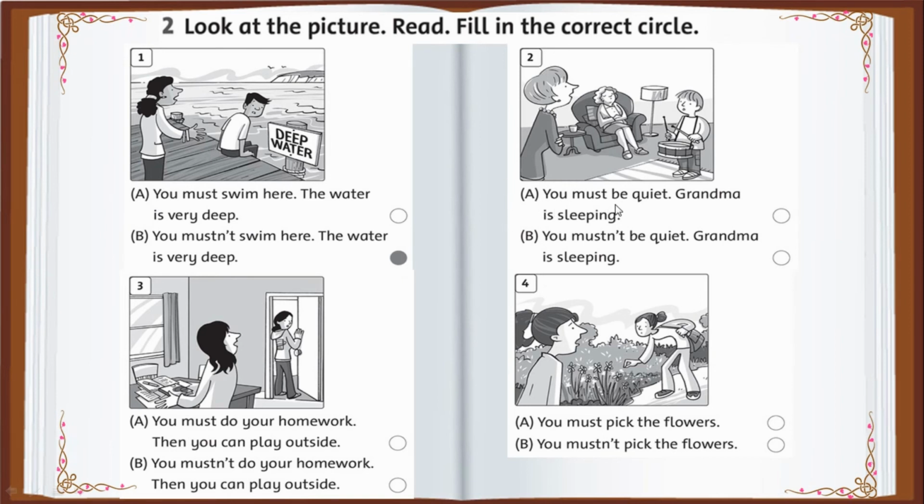Number 2. A. You must be quiet. Or B. You mustn't be quiet. Which one do you choose? A. 3. A. You must do your homework. B. You mustn't do your homework. Which one do you choose? A. Number 4. A. You must pick the flowers. B. You mustn't pick the flowers. Which one do you choose? A or B? B. That's right. I think that's enough for you today.